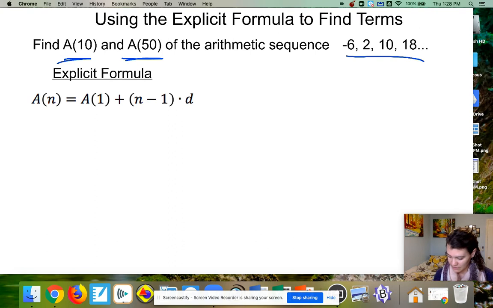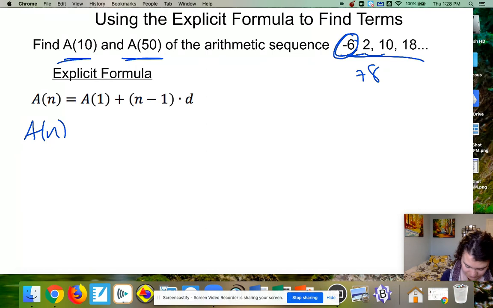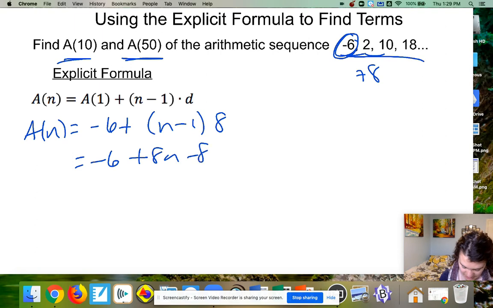So looking at this, we want to figure out, well, what's our common difference? So going from 2 to 10 or negative 6 to 2, we're adding 8, and then this is your A1 value. So if we write this out, we have negative 6 plus n minus 1 times 8. So we'll get negative 6 plus 8n minus 8, or 8n minus 14.